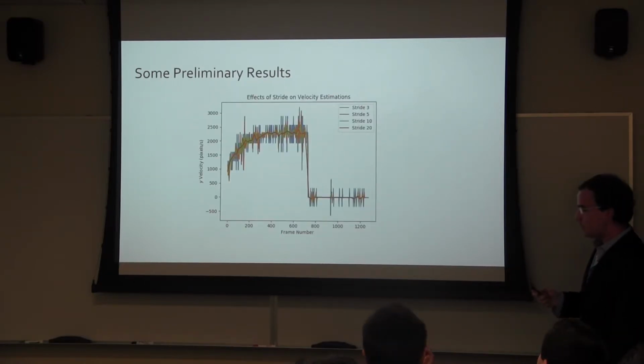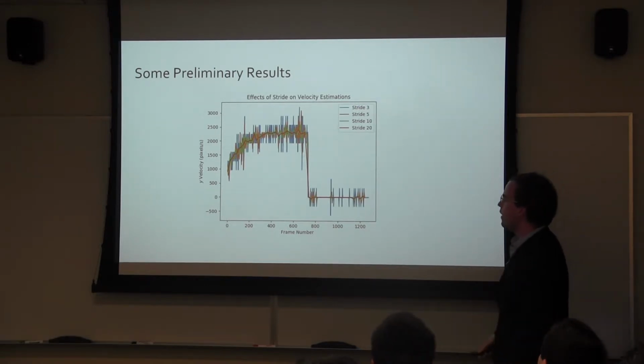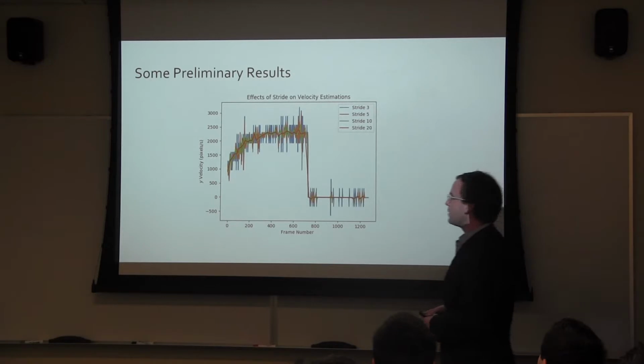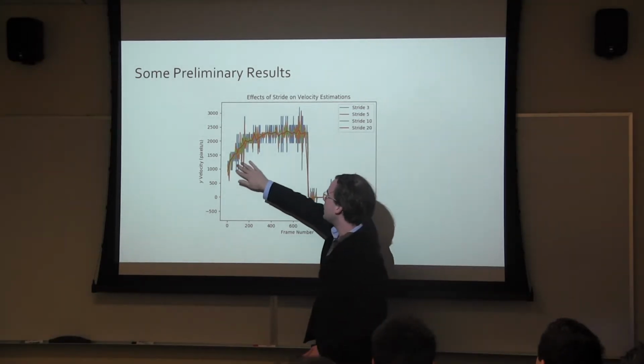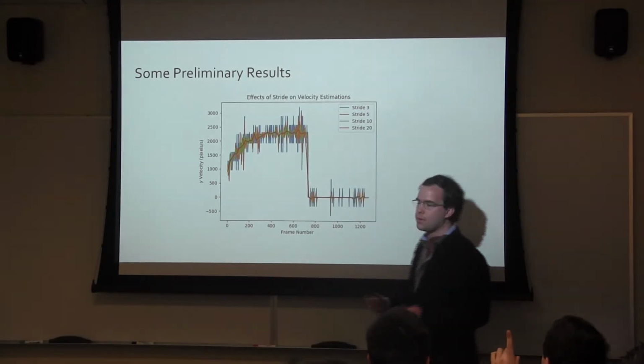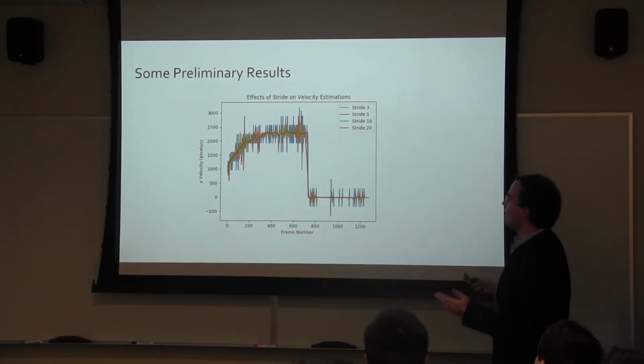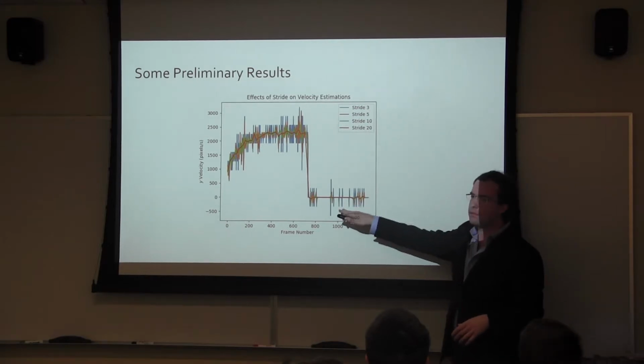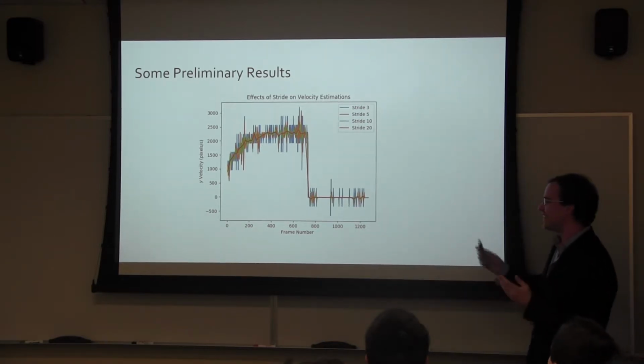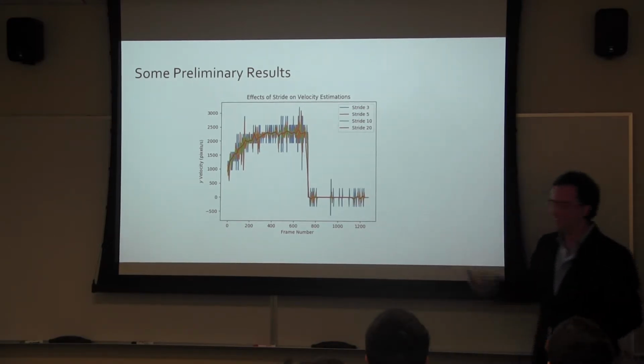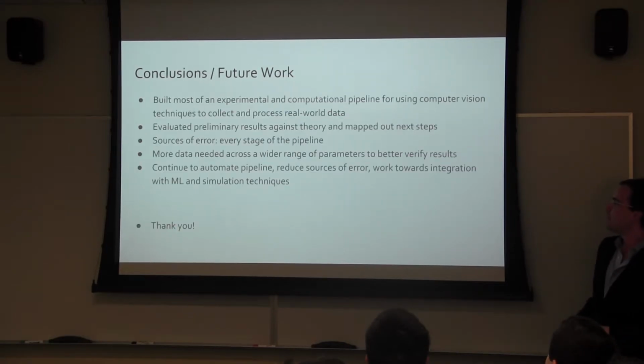So in particular, here's one quick result. This is showing some of the velocity that I collected from my experiments. I can go into the details if you're interested, but generally you can see that the velocity data follows roughly a quadratic curve, which is what you'd expect. And it reaches some terminal velocity, which you'd also expect. And finally, when the ball goes out of the screen and it can't track it anymore, the data goes away. So that's basically where I am right now.